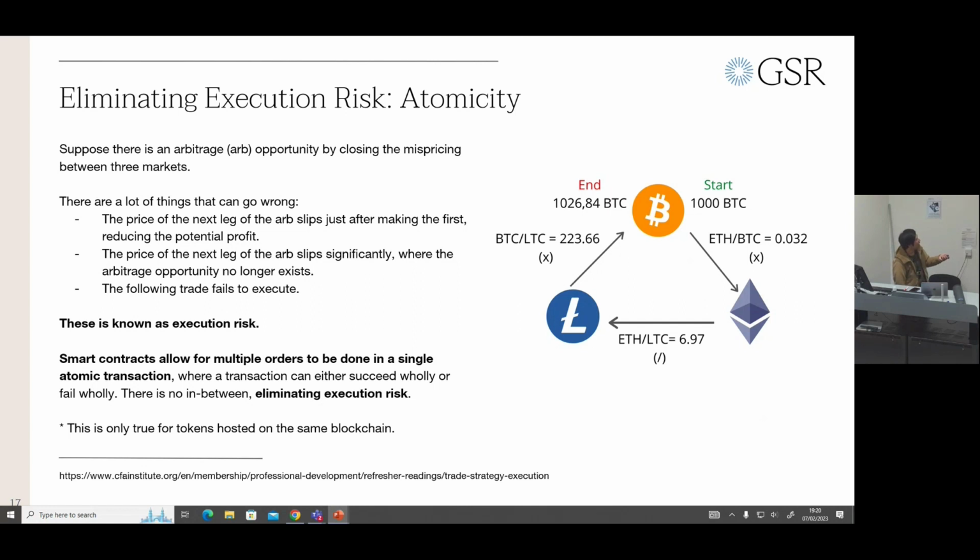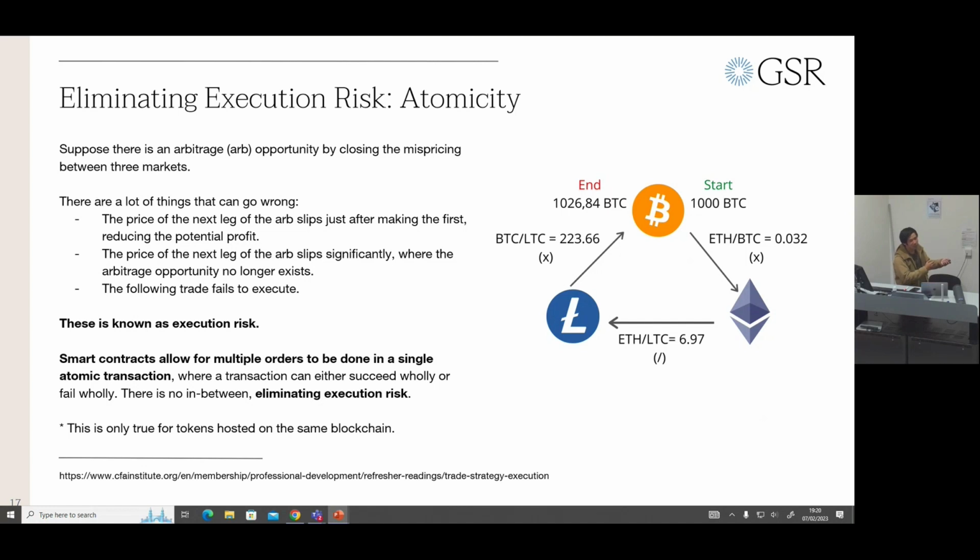Now, the sort of thing that can happen when trying to make profit off that is, let's say, you try to make this first transaction, ETH BTC, right? But the price of ETH LTC changes underneath you. So it now becomes 6.5.